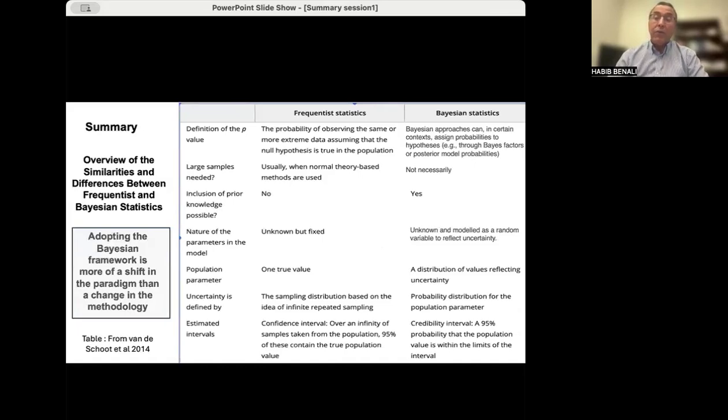We have reviewed the similarities and differences between frequentist and Bayesian statistics. We have seen that adopting the Bayesian framework is more a shift in paradigm than a change in methodology.